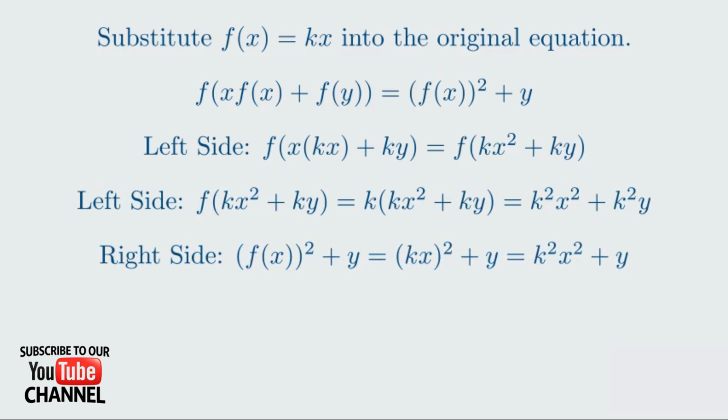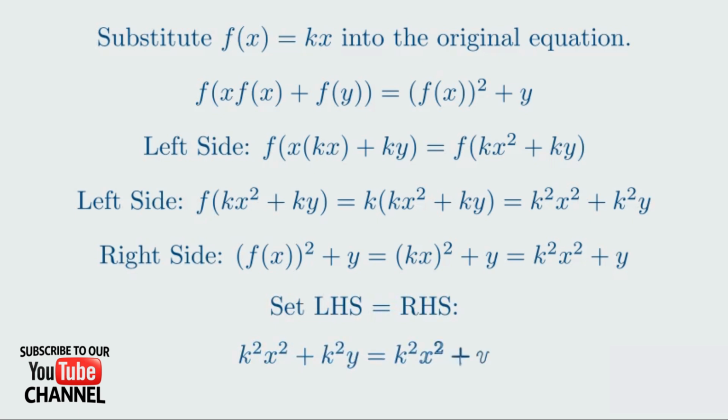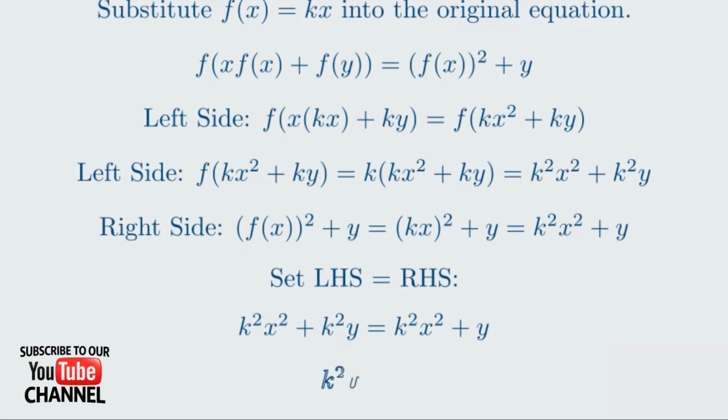Now we set the simplified left side equal to the simplified right side. We have k²x² + k²y = kx² + y. We can subtract the x² terms from both sides, which simplifies the equation considerably. This leaves us with k²y = y.